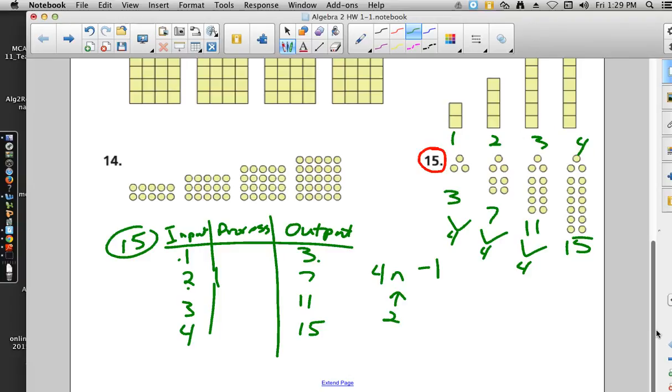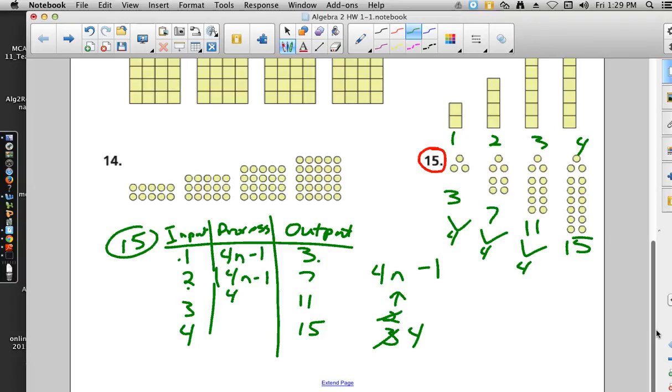How about the 3? Let's put a 3 in there. 4 times 3 is 12. 12 minus 1 is 11. Ooh, we may have found it. Let's try the 4. 4 times 4 is 16, and 16 minus 1 is 15. So this is 4n minus 1.